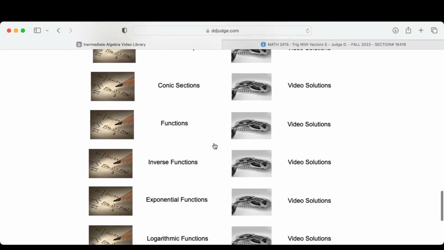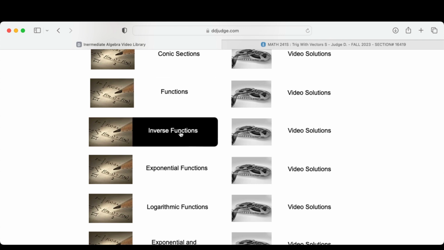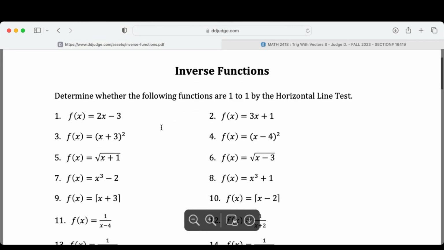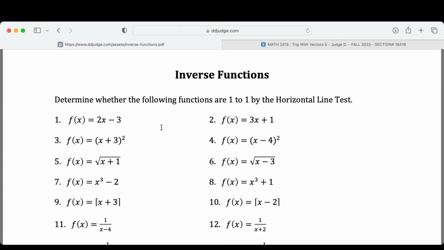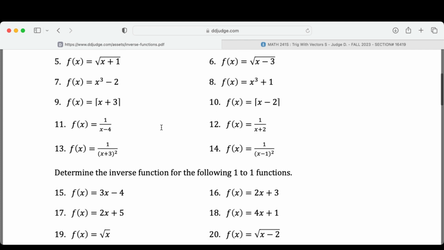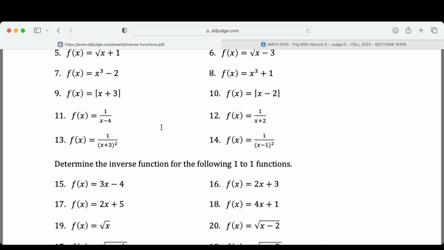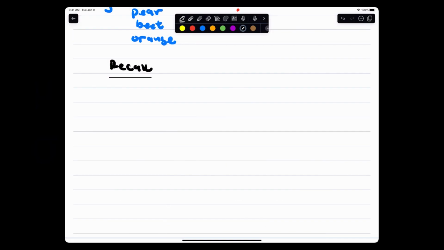We go down here to the section on functions and inverse functions. You remember that? In those days, they would say, determine whether the following functions are one-to-one by the horizontal line test. Determine the inverse function for the following one-to-one functions. There was a process. Back then, I used to ask people to determine that inverse function. That's what we're talking about. Are there inverse functions in trig? Yes.